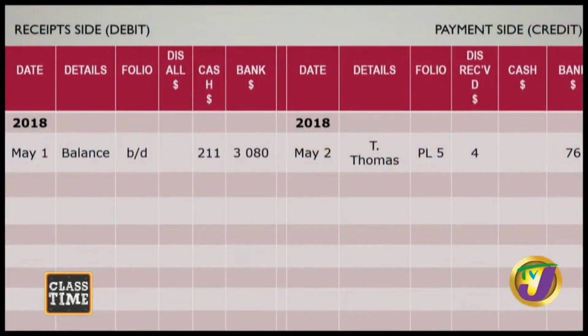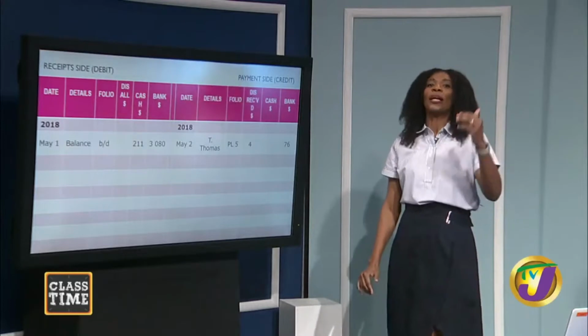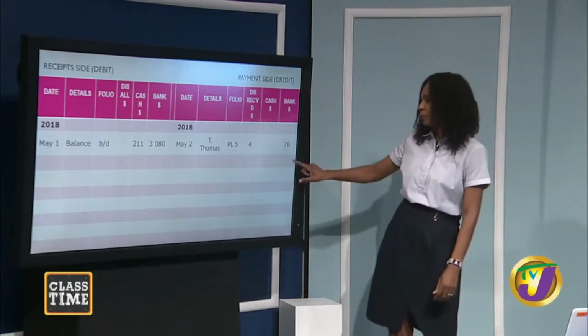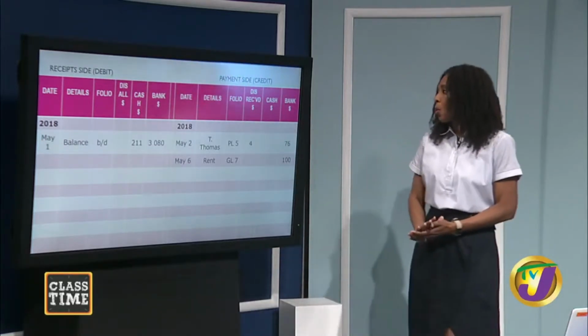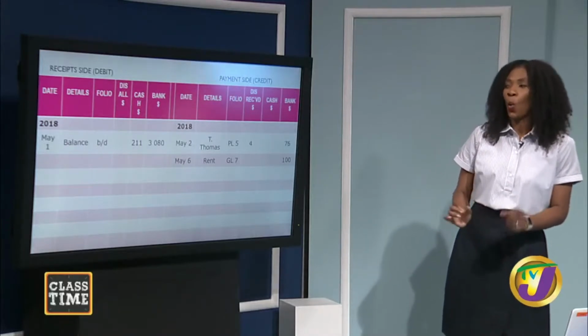How much were you supposed to pay before? $80. So what you will do now, you will minus the $4 from the $80, and you will only have to pay $76. So the $80 minus the $4 will give you $76. Okay, moving on. On May 6th, what happened? We paid rent by check $100.